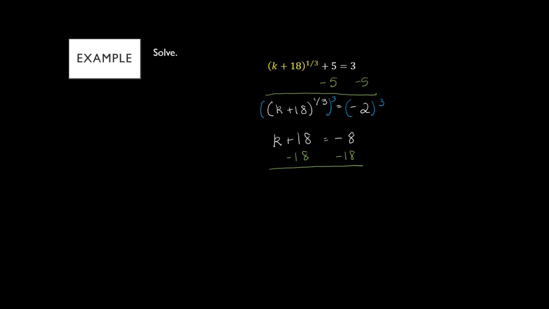And then we get k equals -8 minus 18, which is -26. Assuming I did my mental math correctly, and I'm going to just do it on a calculator just to verify that I didn't mess that up. Okay, -26. So not too bad to solve, and now we just need to check our answer.